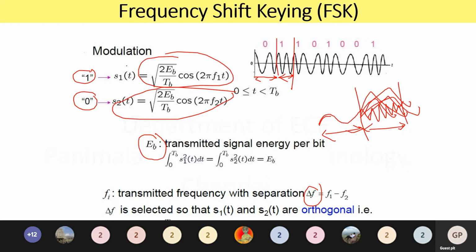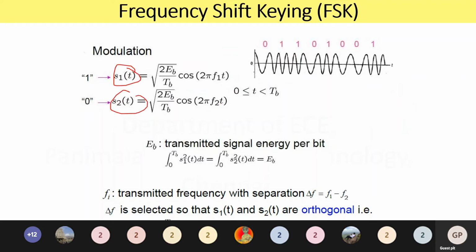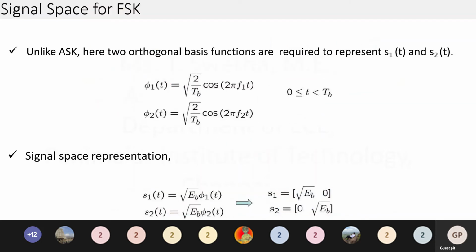A very important point: both the signals are orthogonal. In the last class I told you, orthogonal means even though we are using 2 different frequencies and transmitting in the same channel, both signals have to be orthogonal. The property is the integral over the time period 0 to TB of S1 times S2 is equal to 0. It's a very important orthogonal property. Signal space means we have 2 data points and how they are equally spaced; literally, signal spacing.